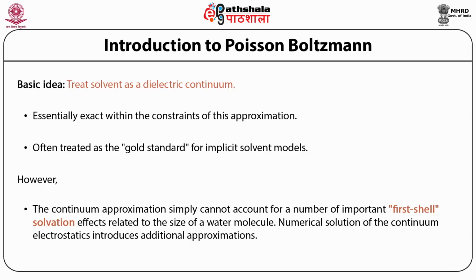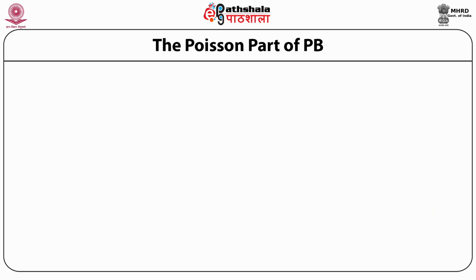So it is a good continuum approximation, but it is not necessary that it will give you the feel of all the shell solvation effects. Maybe for the first shell, it gives proper exact values. Hence, one must remember, if you are handling a highly electrostatic solvation, one has to be cautious to use Poisson-Boltzmann in a proper way. This explains how the Poisson part is taken.